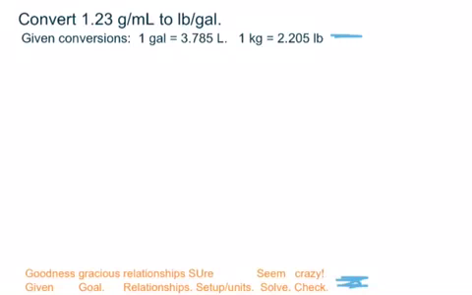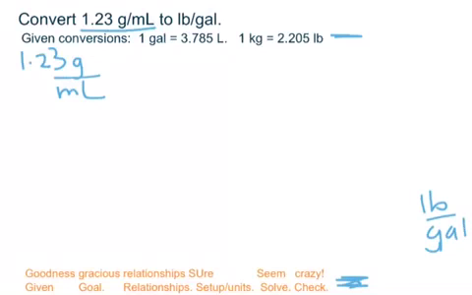So the first thing is to write down our given number, so our initial number in the problem, 1.23 grams per mil, and our goal is going to ultimately be pounds per gallon. So we write the given and the goal down.